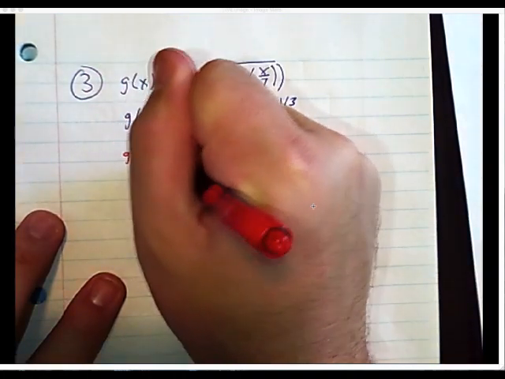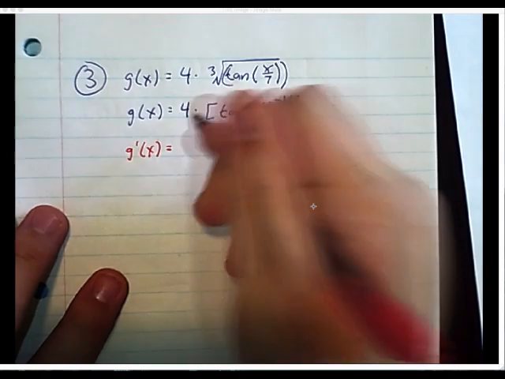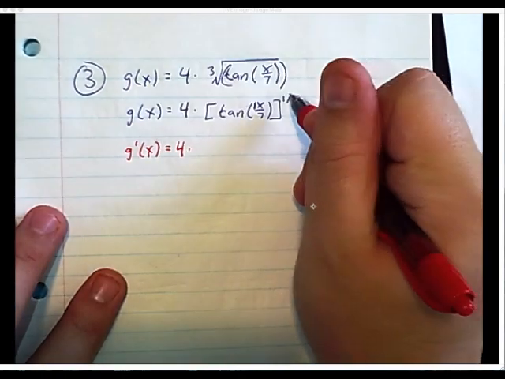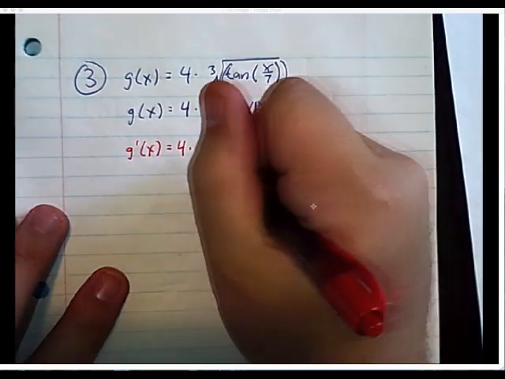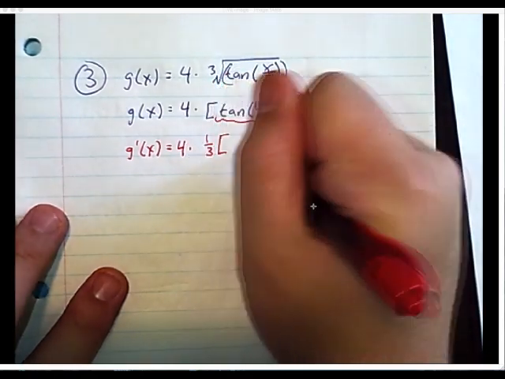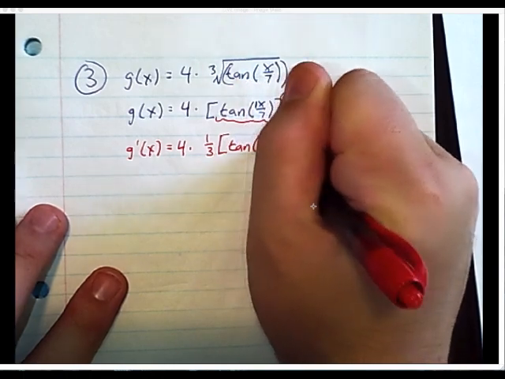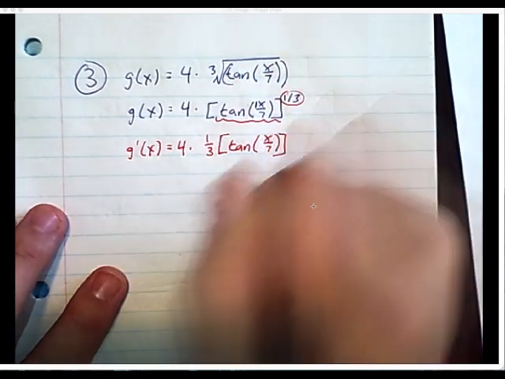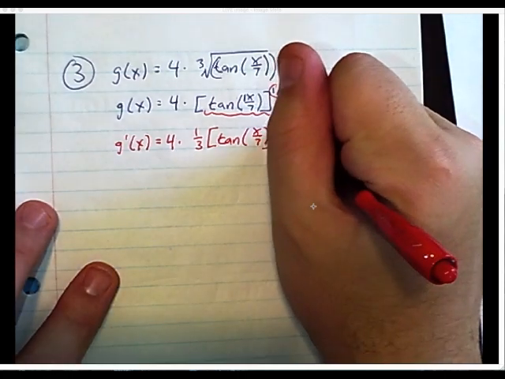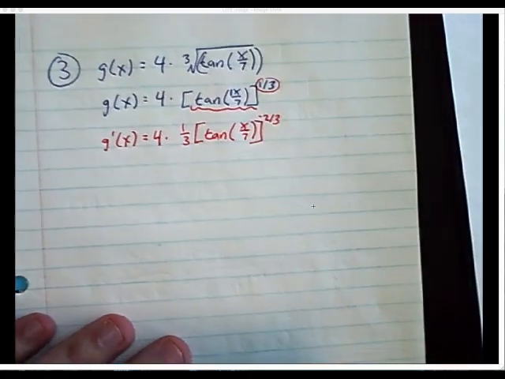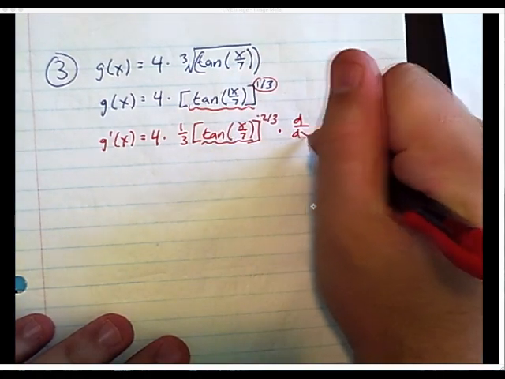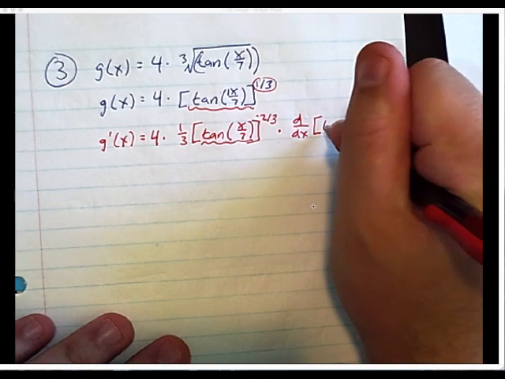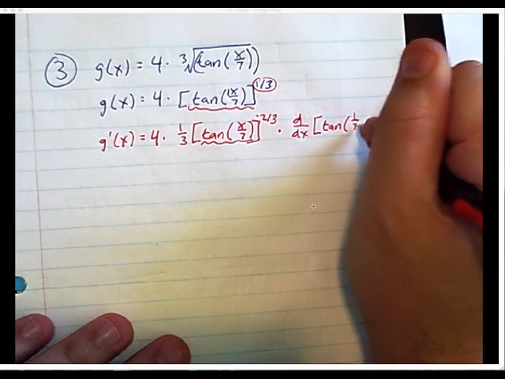So when it's time to take a derivative here, the 4 is a coefficient, it stays. This is considered the inside, something raised to the 1/3. So the 1/3 comes out front. The inside stays the same. We reduce its power by 1. So if I subtract 1 from 1/3, I get negative 2/3. But then I have to multiply that times the derivative of tangent of 1/7 x.